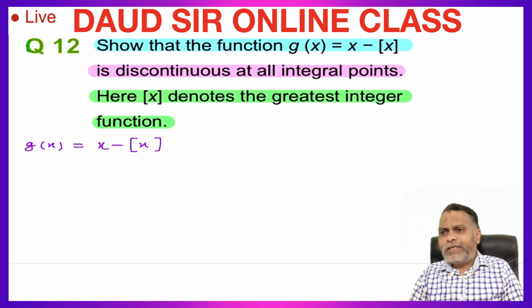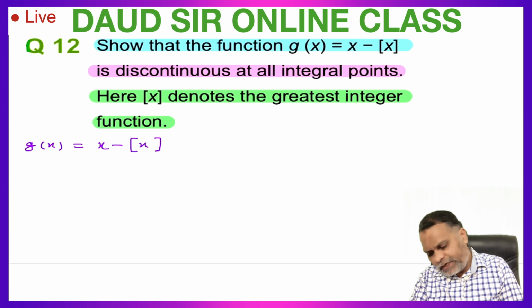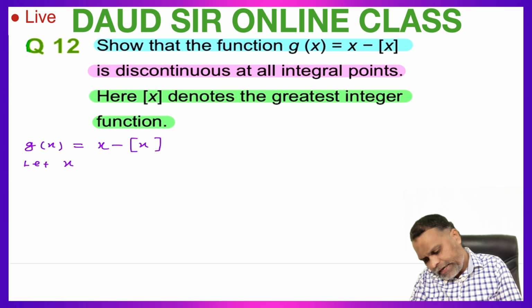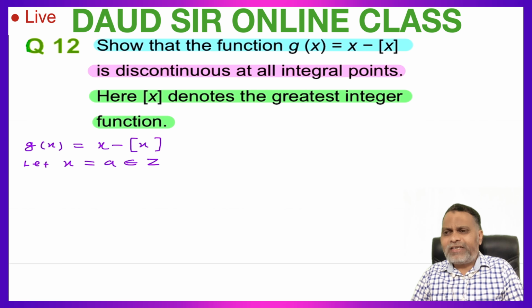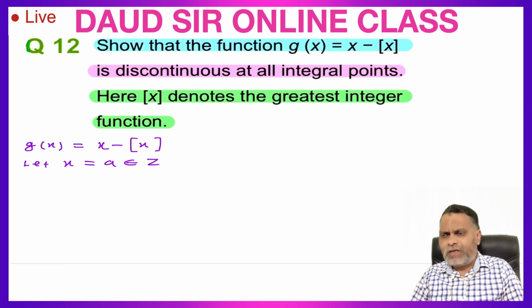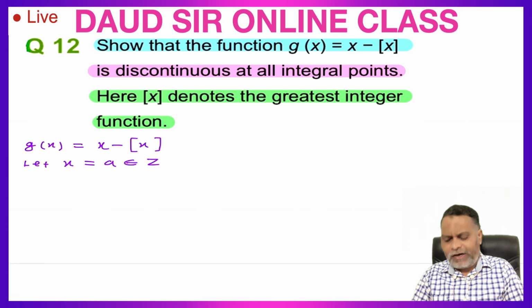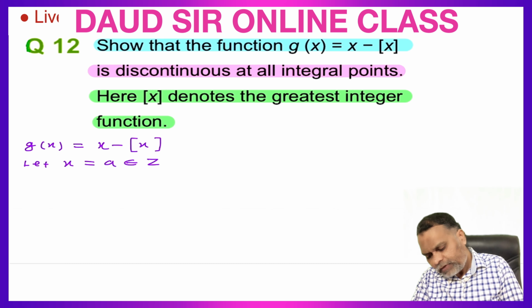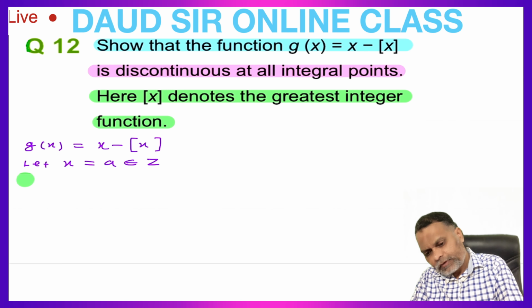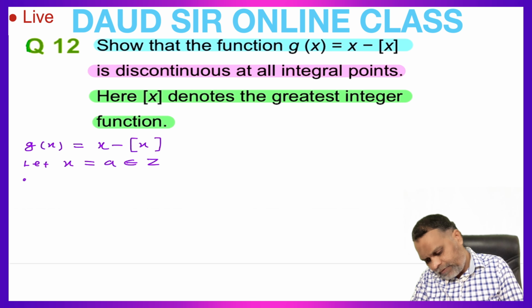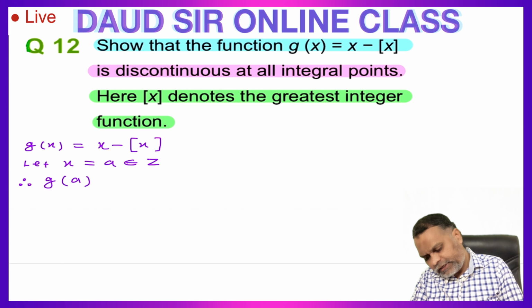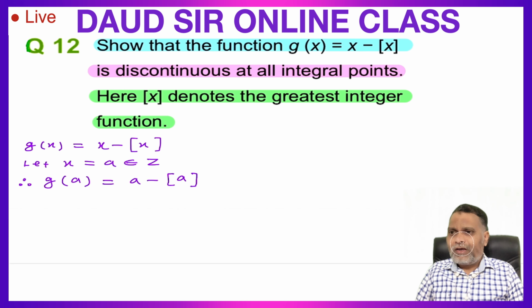So one integral point or integer point we have to consider here. Let us consider x is equal to a, and a belongs to integers. A may be any integer, positive or negative or 0: 1, 2, 3, minus 1, minus 2, or 0. We can take any value of a which is integer. So therefore the value of function at x is equal to a, g of a is equal to a minus greatest integer of a.